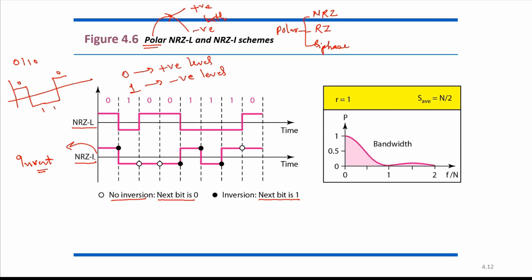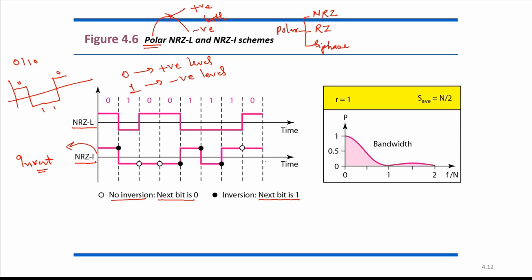I stands for inversion. Whenever the next bit is 1, there will be inversion taking place. If next bit is 0, no inversion will be taking place. So these white circles are indicating there is no inversion. These black circles are indicating there is an inversion taking place. So whenever there will be an inversion, there will be a change in voltage level. It is positive, so it will be negative. If this is black, that means there is an inversion, so from negative to positive. Again it is inversion, so from positive to negative, likewise.